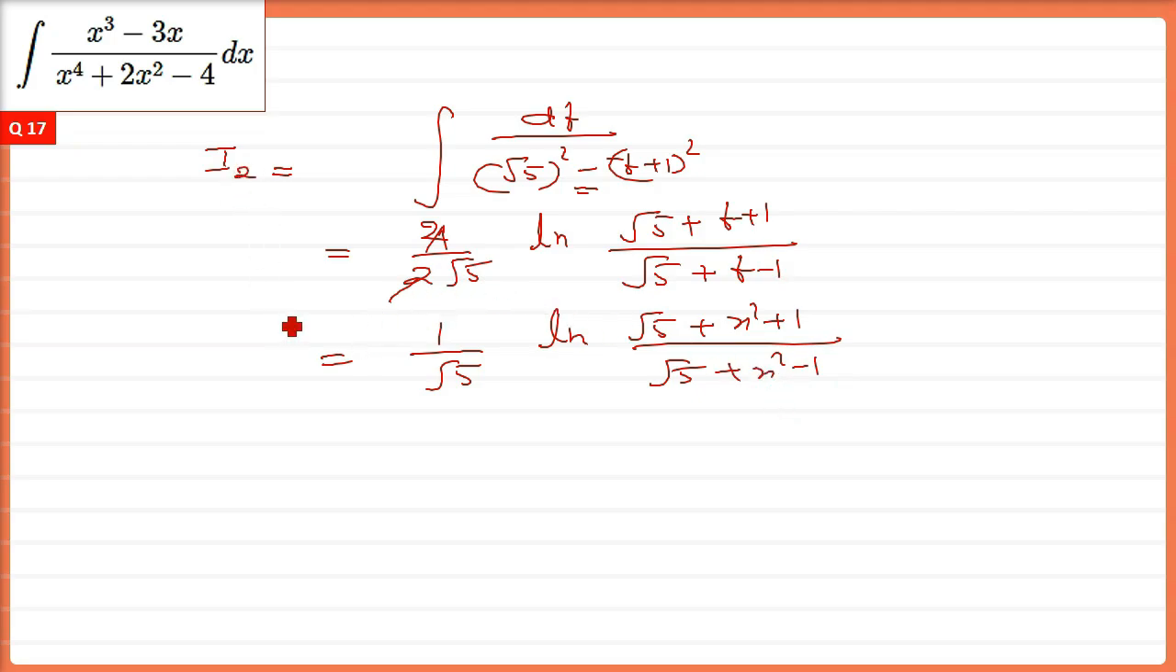And what was I1? I am just adding I1 here, just to make the step easier. 1 by 4 ln of, this is already done, x to the power 4 plus 2x square minus 4, plus, I told you it was a negative, and since I have taken the negative inside and swapped the terms, t plus 1 whole square with root 5. That is what has come.